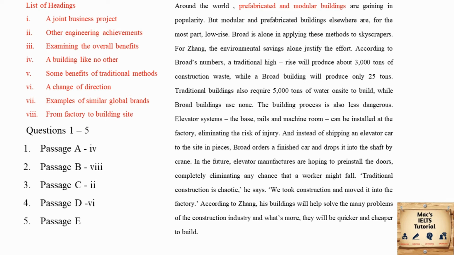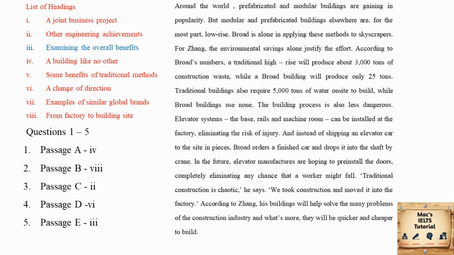So we will have to eliminate option 7, and now let's consider the next option which we had kept on hold. That is examining the overall benefits. This option is considered the apt option because the author gives us a brief note of how this process of building takes place. Now we are done with matching heading type of questions.